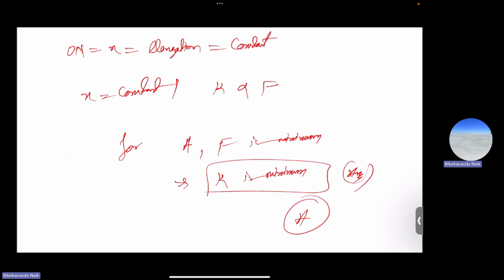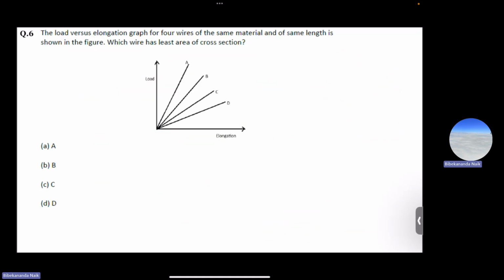Now we move to question number 6. Question number 6 is similar to the question that we solved, but here the quantity that we need to find out is different. The question says the load versus elongation graph for 4 wires of the same material and of same length is shown in the figure. Which wire has the least area of cross section? So options are option A, B, C and D. There are 4 wires. The graph is between elongation and load.